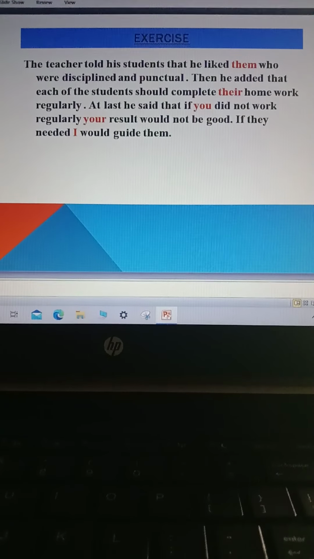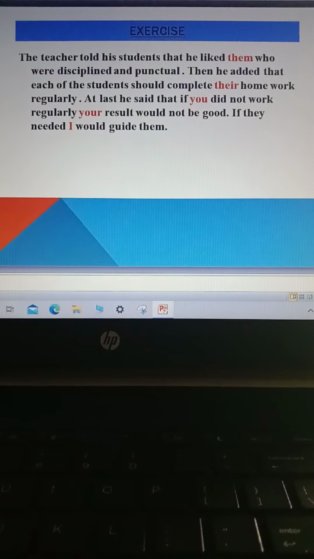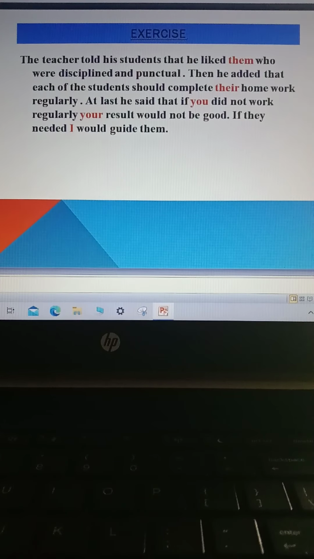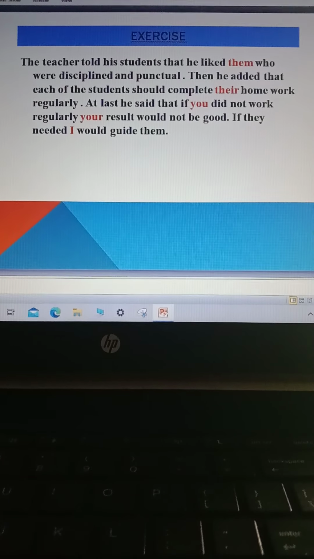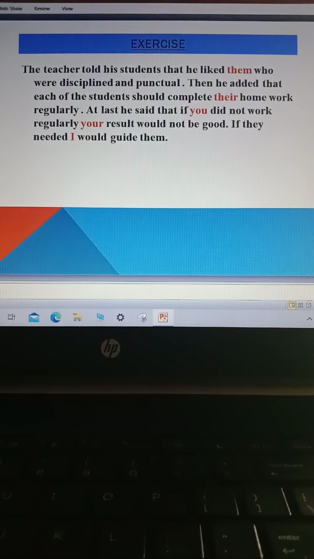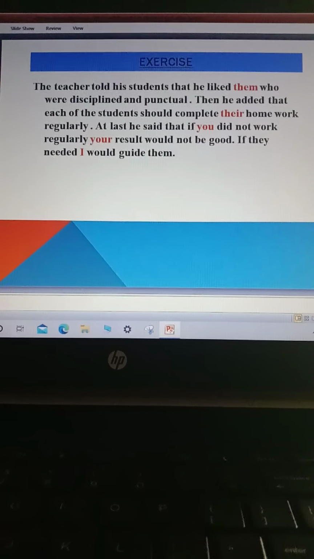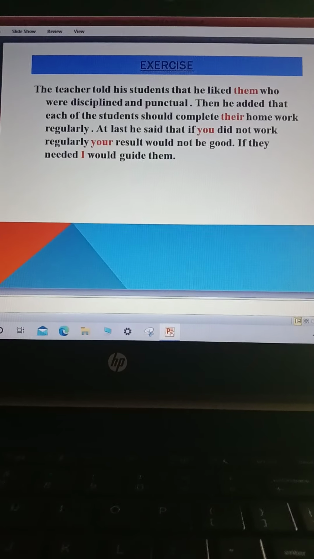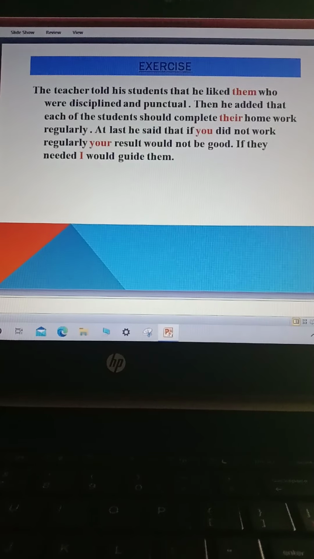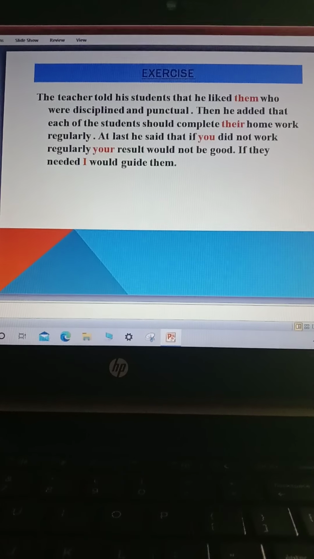Okay, I repeat the whole passage again. The teacher told his students that he liked those students who are disciplined and punctual. Then he added that each of the students should complete his or her homework regularly. At last he said that if they didn't work regularly, their result would not be good. If they needed, he would guide them. That is the question. If you have any question, inbox me, and if you practice this pronoun reference more, I believe you will be a specialist one day.